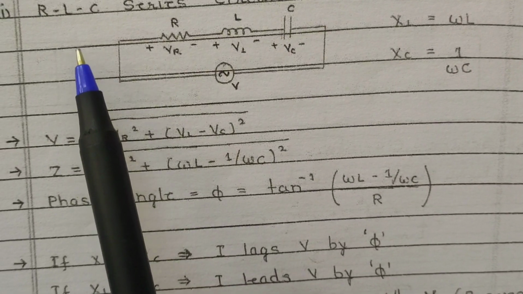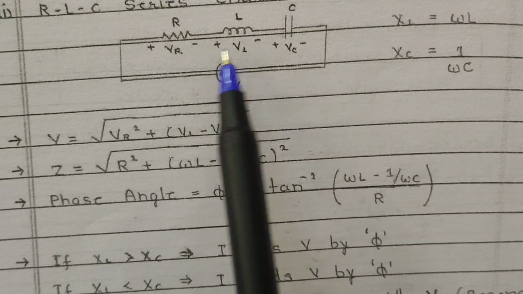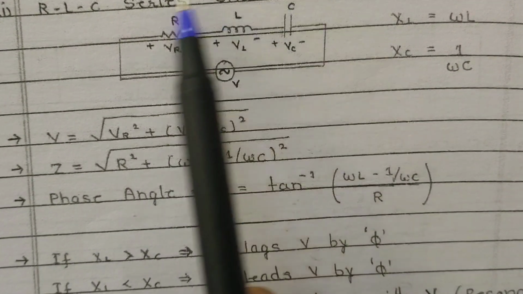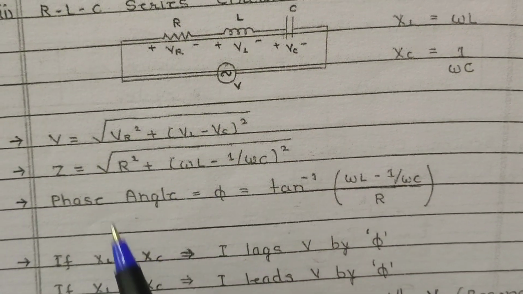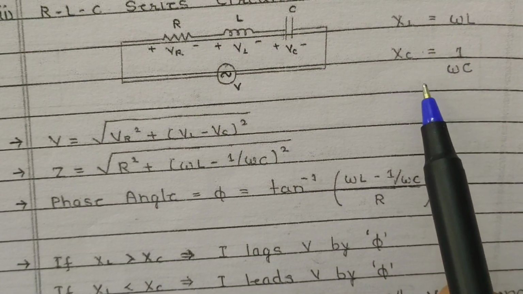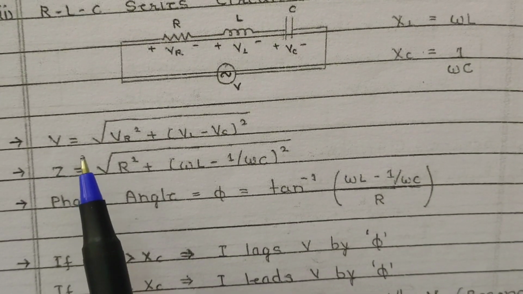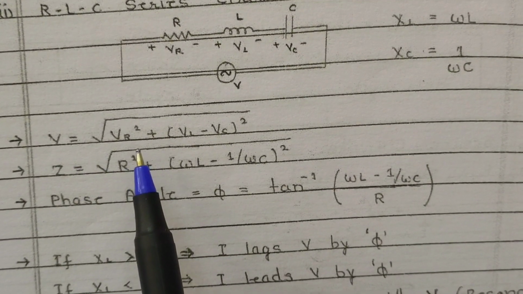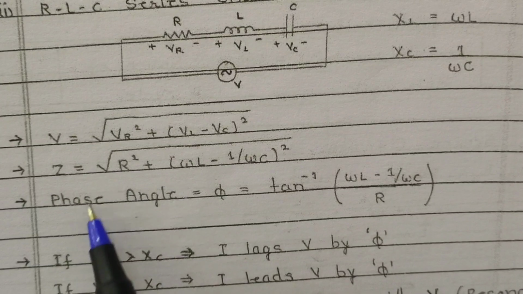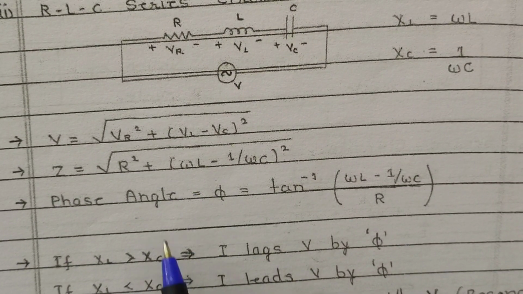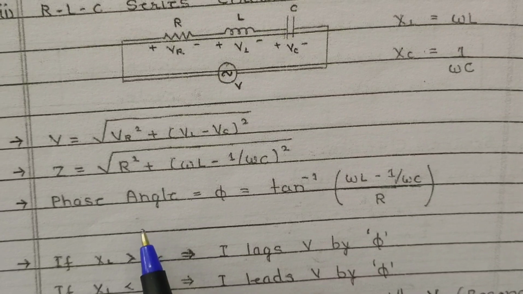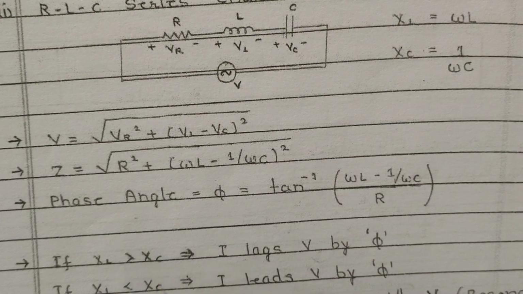Now we will see the combination of RLC circuit: resistor, inductor and capacitor. Three electrical components are connected in series with the voltage source. Here XL is equal to omega L, XC is equal to 1 by omega C. V is equal to under root VR square plus (VL minus VC) whole square. Z is equal to under root of R square plus (XL minus XC) whole square. Phi is equal to tan inverse of (XL minus XC) by R.